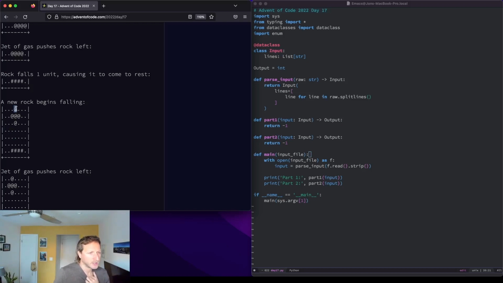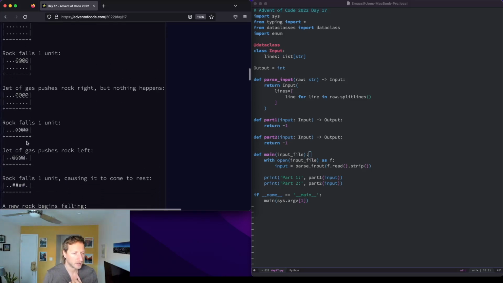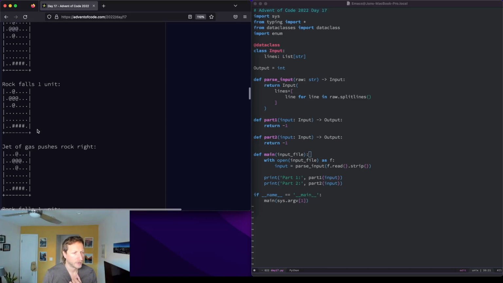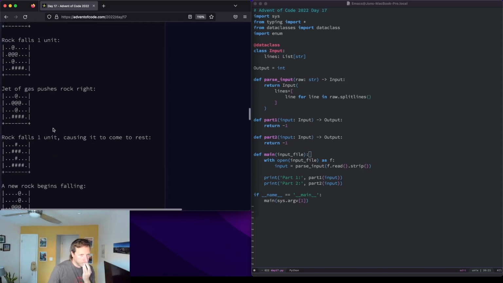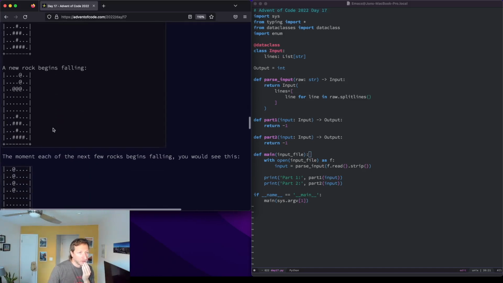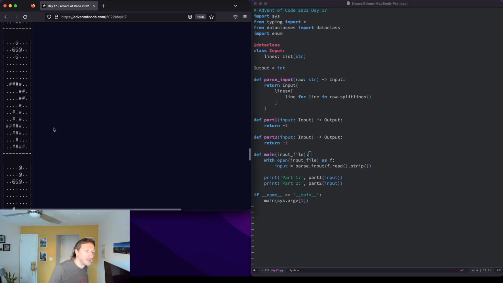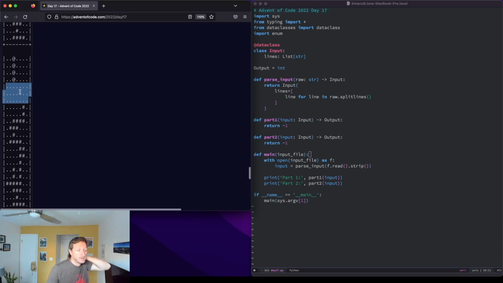So when a new rock begins falling, it starts centered on the center of the 7 unit wide chamber, having 3 empty rows until the first rock. So because the first rock went right, left, it gets put there, and then there's a left, right, left, right. And a new rock begins falling. Cool. Okay. And they always start with 3 units of space.